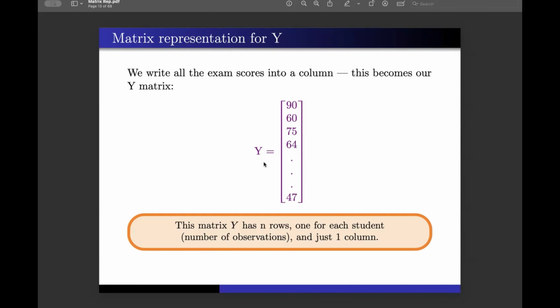The y matrix has just one column because each student would have just one exam score. One value for the exam score means one column, and each row represents the exam score of each student. So different rows mean different observations. Rows correspond to the observations, and the column corresponds to the value of the dependent variable for each observation. Therefore, the y matrix has n rows, which represent the exam scores of n students, and just one column. So the matrix representation for the dependent variable y is pretty easy.